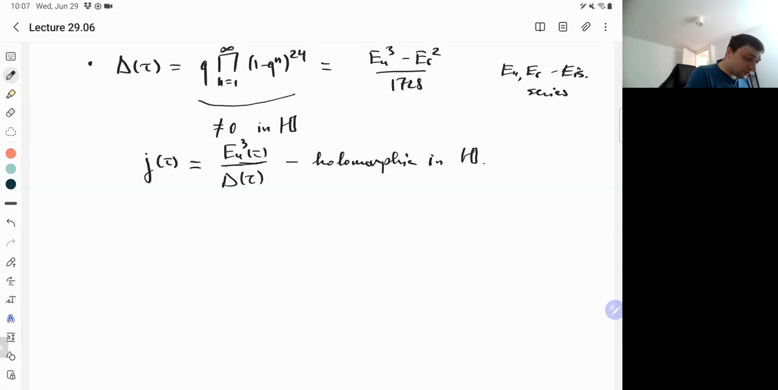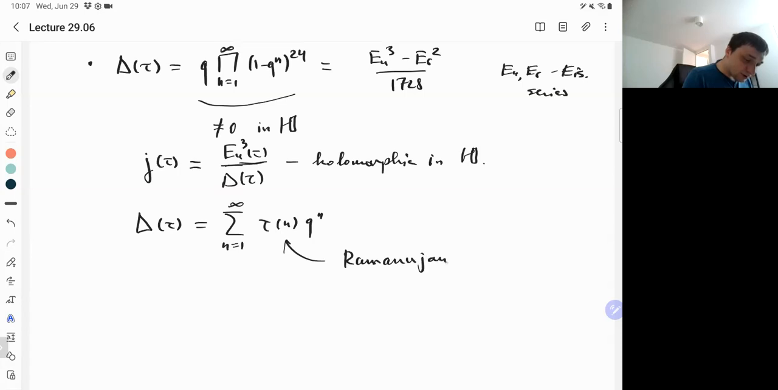And another comment about delta. I think I didn't make it, but it's worth saying. The coefficients of delta are usually denoted, and it's a terrible clash of notation, but you have to bear with it, by tau of n. But this tau has nothing to do with the variable. This is the so-called Ramanujan's tau function.